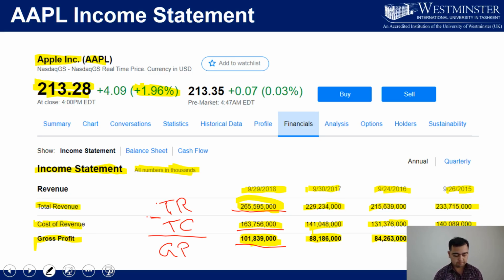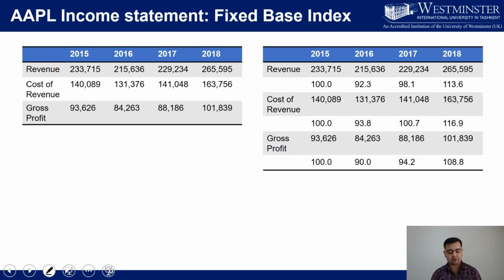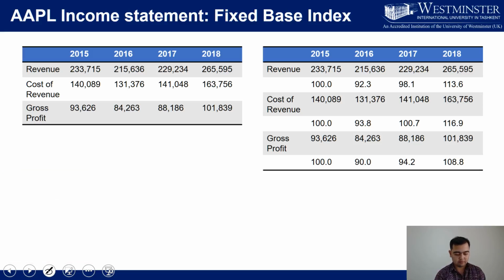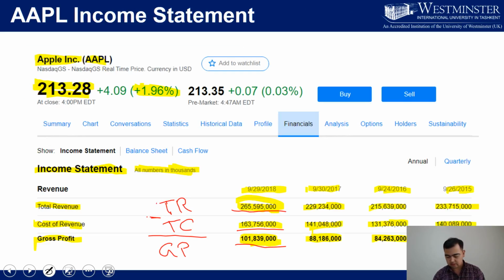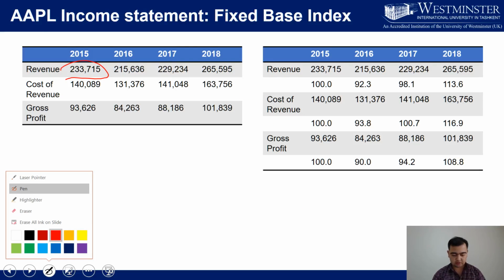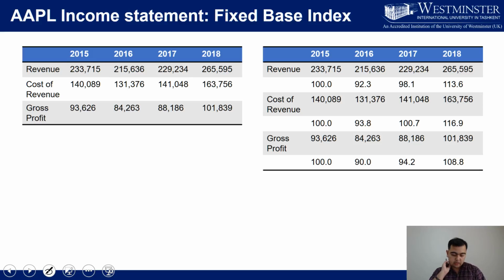Okay, now let's move on. What I have here is, the left table basically has the same numbers. We don't have anything new. For example, 2015 revenue, that's 233 billion dollars. Yes, and this is what we have. Basically the numbers are the same. It is just that I tried to summarize it within a simple table here.